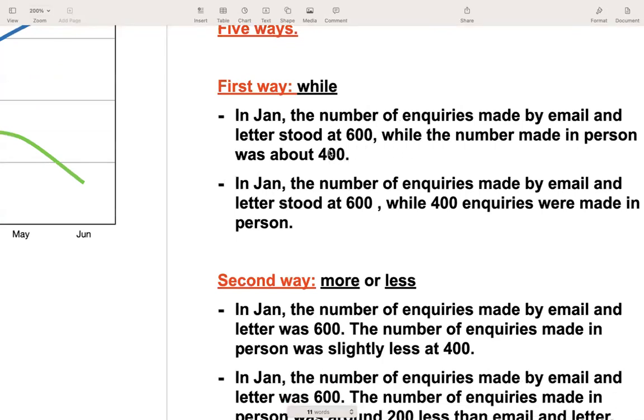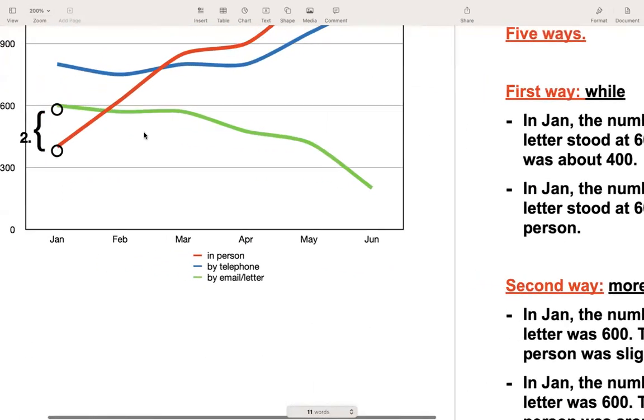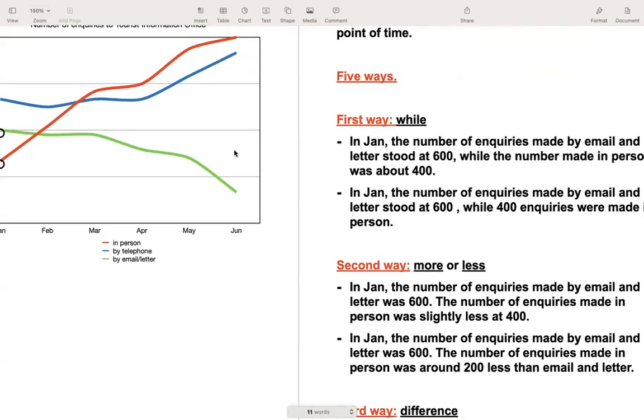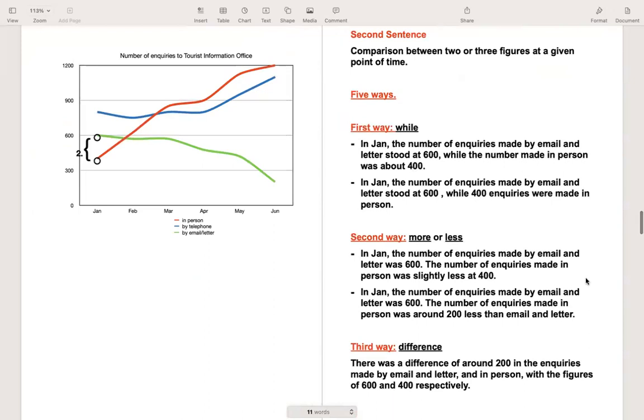You put a "while". For example, the first value is 600 for the green one. For the red one, it is 400. So I'm just going to put a simple "while", and that's my sentence, nothing else. I'll make two sentences, put a "while" in the middle. So the number of inquiries made by email and letter stood at 600, while the number made in person was about 400. That's it. Just put a simple "while" and you're done. You can also use "whereas" for this. Either "while" or "whereas", both do the same function.